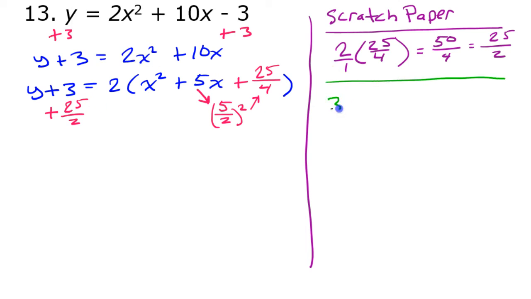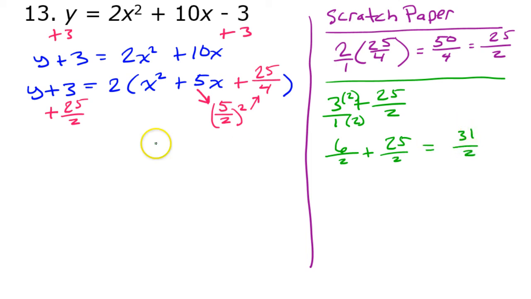Now this is the next thing I need to do with my scratch paper over here. I need to do 3 plus 25 over 2. Now you can think of this as 3 over 1. I need like denominators. So that's going to give me 6 over 2 plus 25 over 2. So that's 31 over 2. So that's what I get when I add these together. So that's why I'm going to have y plus 31 over 2 equals.